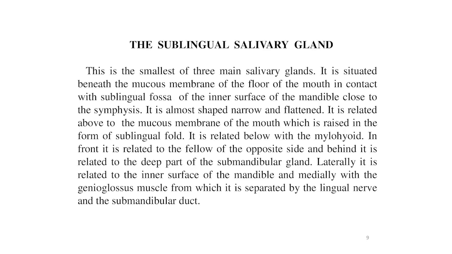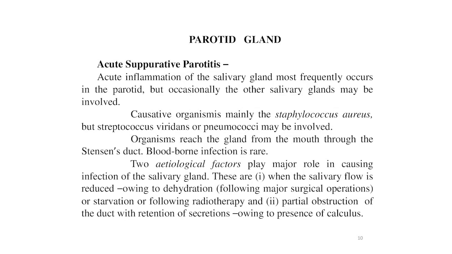Now again the parotid gland. Now we are seeing the diseases of the parotid gland. First is acute suppurative parotitis. Acute inflammation of the salivary glands most frequently occurs in the parotid, but occasionally the other salivary glands may be involved. The causative organism is mainly Staphylococcus aureus, but Streptococcus viridans or pneumococci may be involved. Organisms reach the gland from the mouth through Stenson's duct.